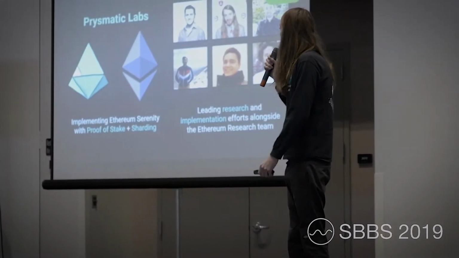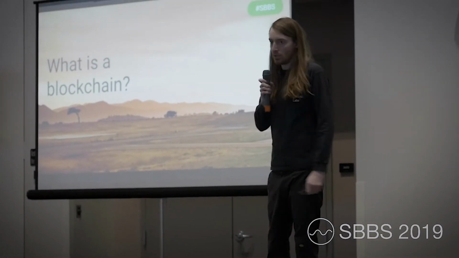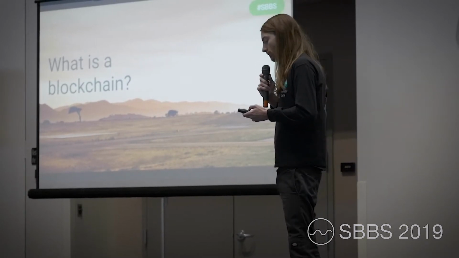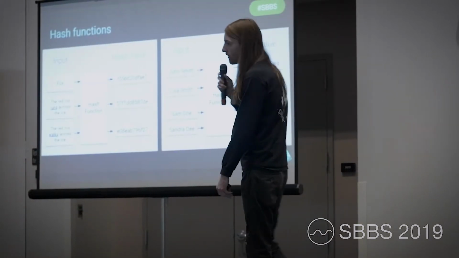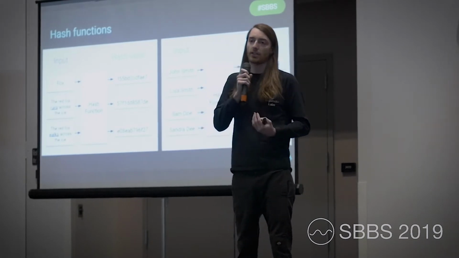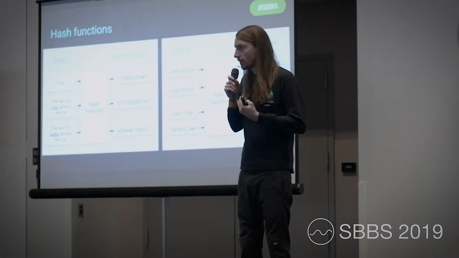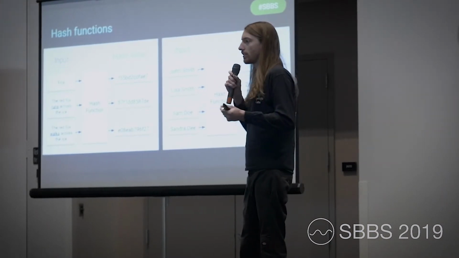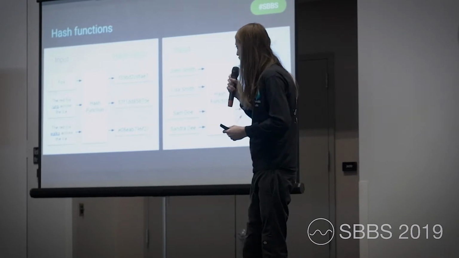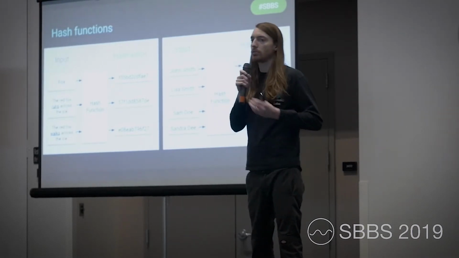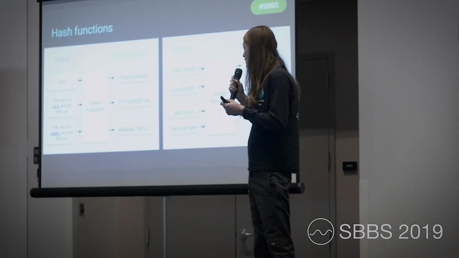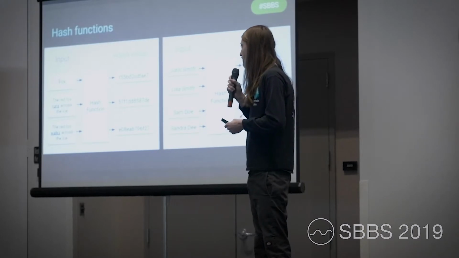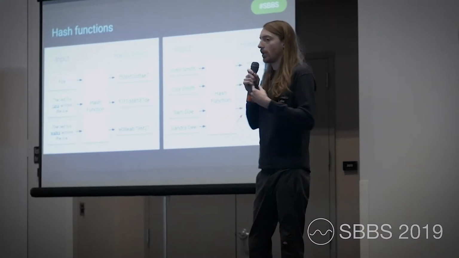So let's go right into it. Starting with the fundamentals, what is a blockchain? Before we even go there, we need to understand what is a hash function. All you need to know about a hash function is that we can take some input of variable size and deterministically generate an output of fixed size. On the left here we have some hash function. It's not important what it is, but we take the input fox and we get this hexadecimal string that comes out the other side.